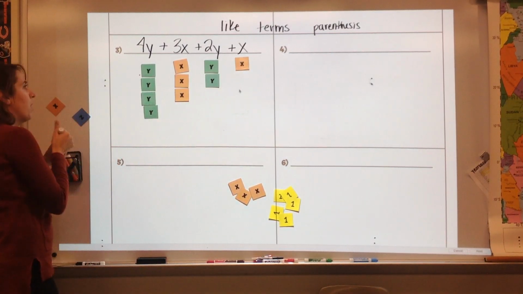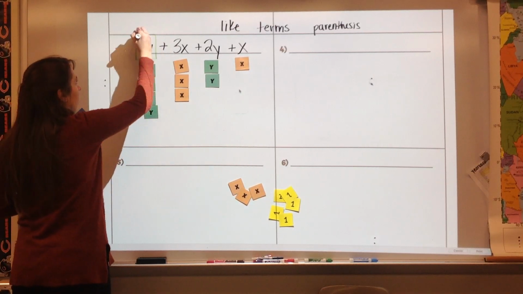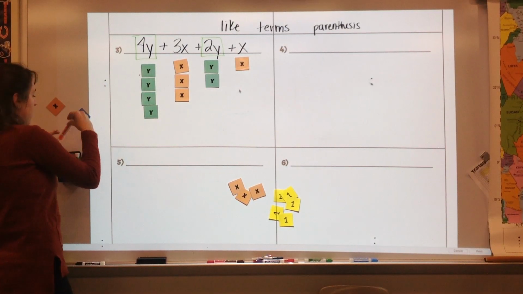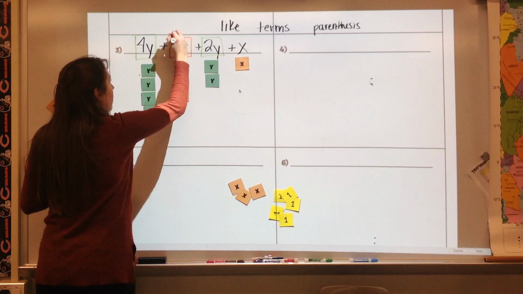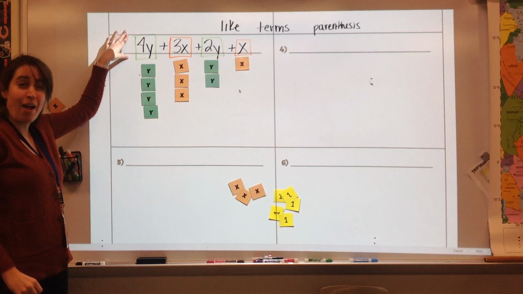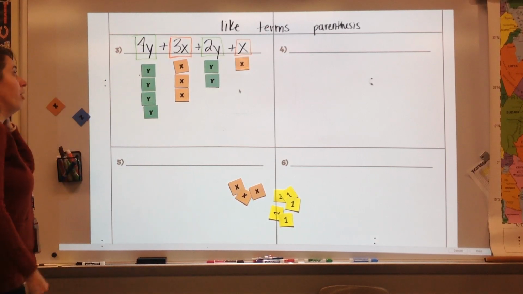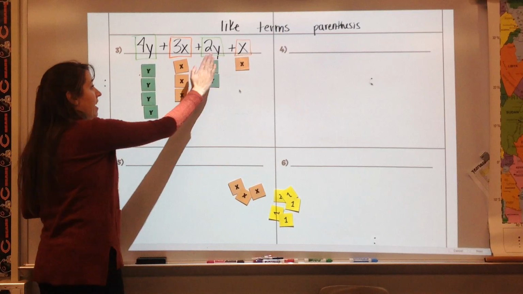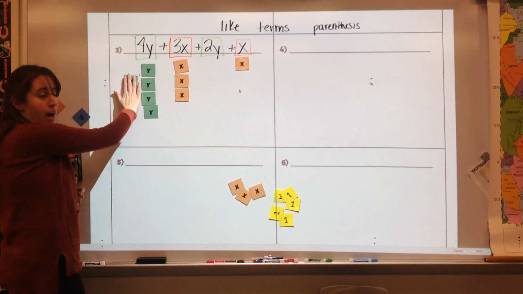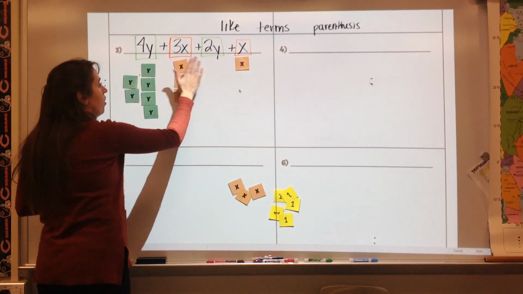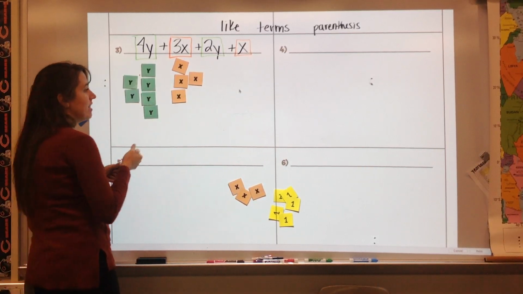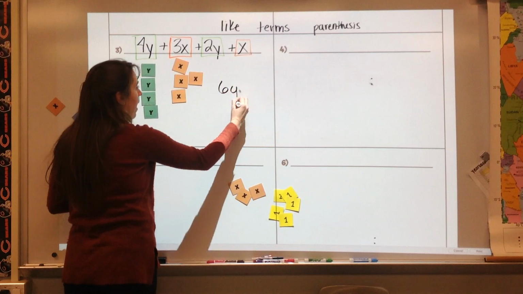I'm going to highlight accordingly. So my y's I'm using my green highlighter for, and my x's I'm using the orange highlighter for. So again, we didn't have any parentheses. We're just worried about getting those like terms together. I have 4 y's here. I can combine my 2 y's with that. Bring that over. Now we have 1, 2, 3, 4, 5, 6 y's. I have 3 x's here. We can combine this other x here to make it 4 x's. So our simplified expression would be 6y plus 4x.